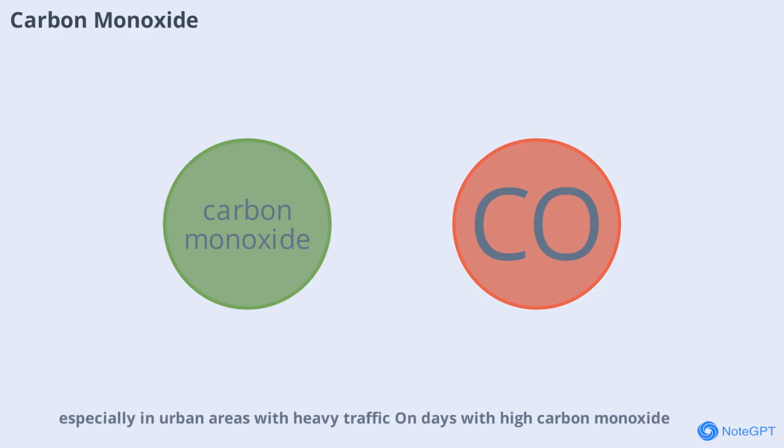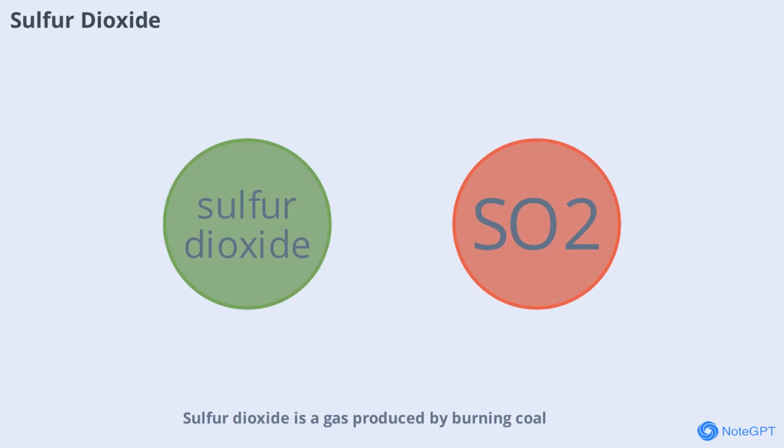On days with high carbon monoxide, it's important to avoid busy roads and limit outdoor activities. Sulfur dioxide is a gas produced by burning coal and oil at power plants and by certain industrial processes. It can irritate the respiratory system, causing coughing, shortness of breath, and aggravating conditions like asthma.